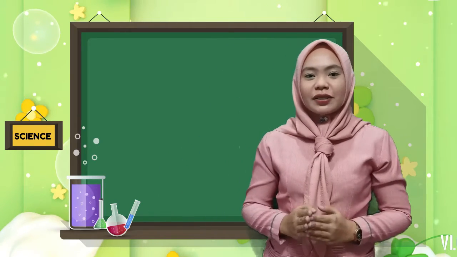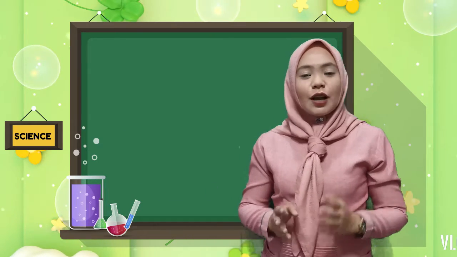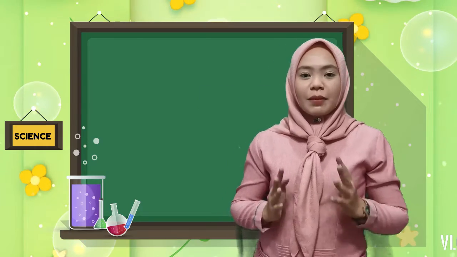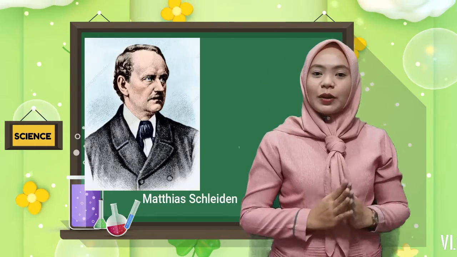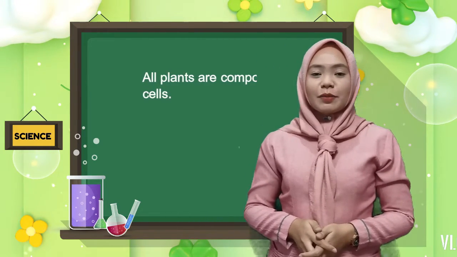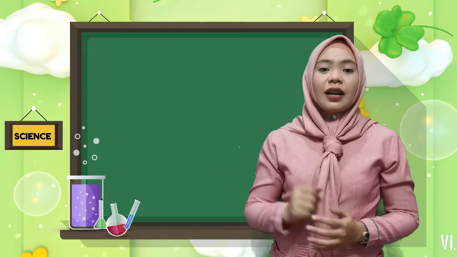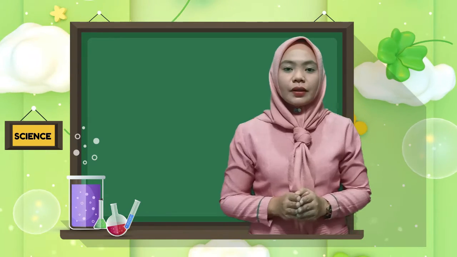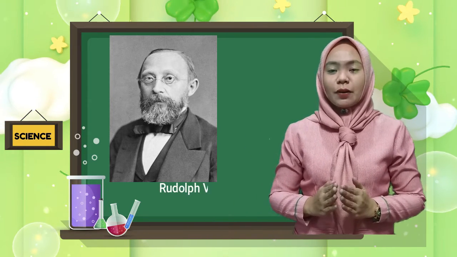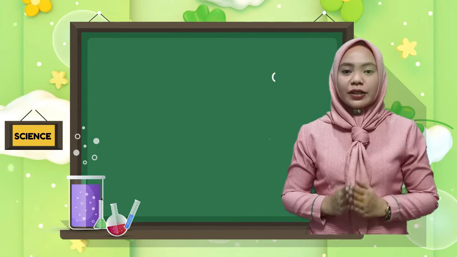Theodor Schwann is a German zoologist who conceptualized that all animals are composed of cells, thus making it the basic unit of life. Another German botanist named Matthias Schleiden, he also conceptualized that all plants are composed of cells. These 2 German scientists contributed a big chunk in the formulation of the first and the second postulates of the cell theory. Rudolf Virchow is a German physician. He was the scientist behind the third postulate of the cell theory. It states that cell divides to form a new cell.